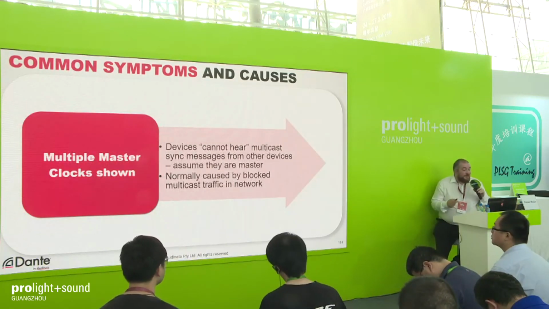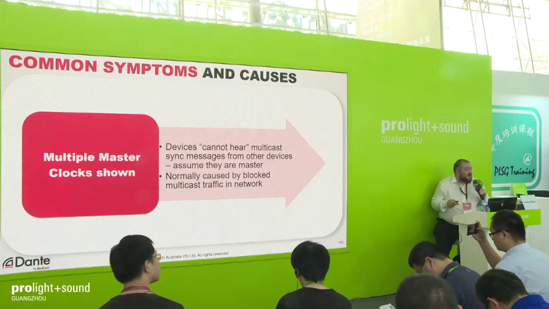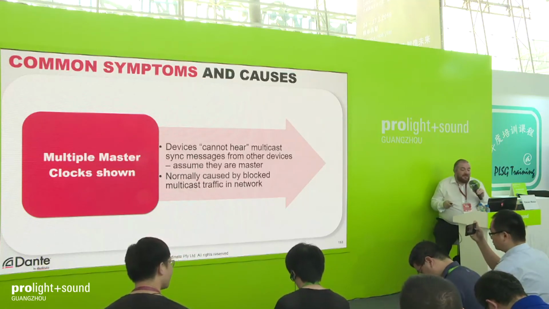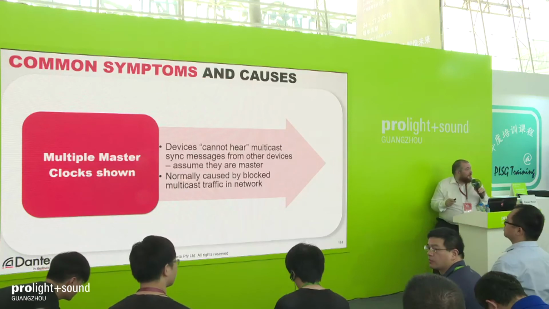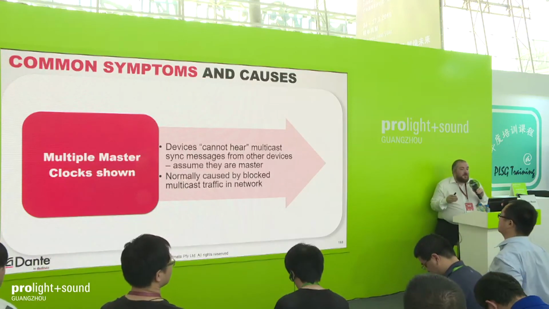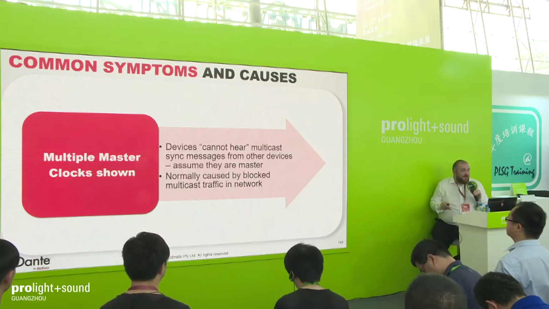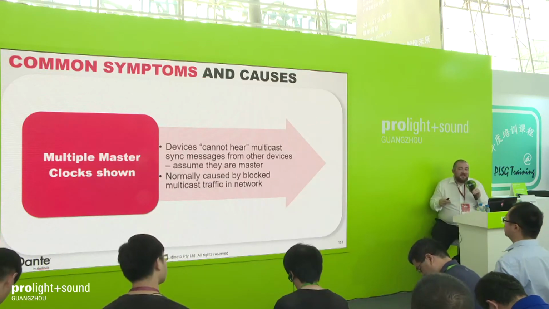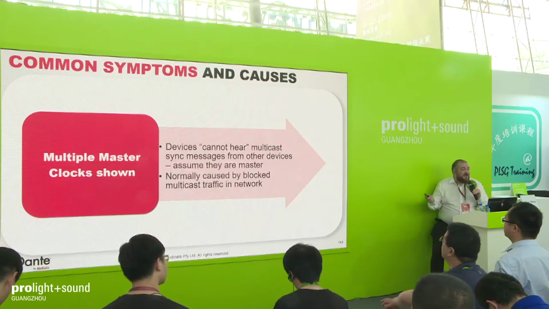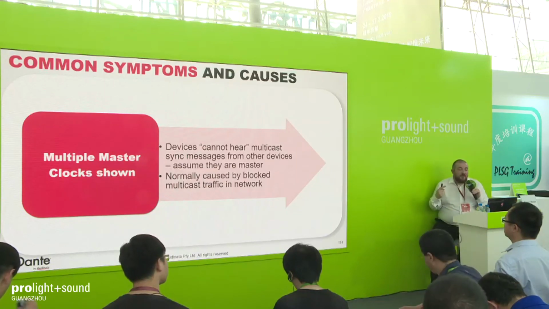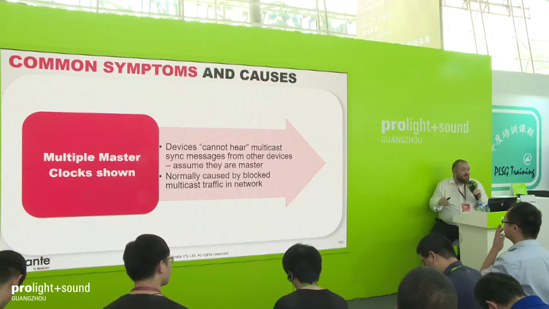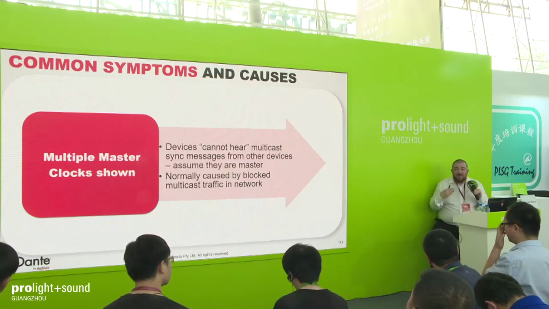If you see multiple clock masters, what that means is that the devices cannot hear multicast sync messages coming from other devices. So like a lot of network protocols, a PTP master device will send out those sync messages as if it were the master until it hears someone else who has got a better clock, and then it will shut up.